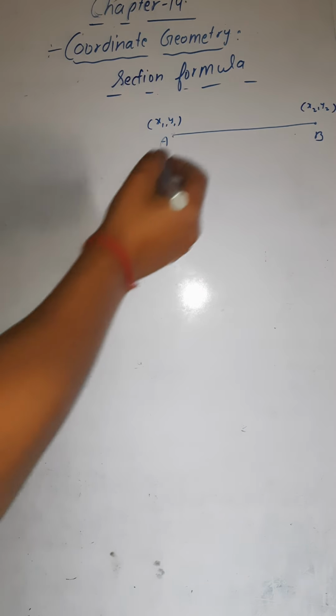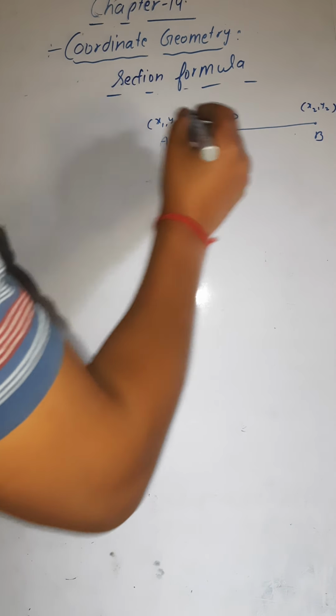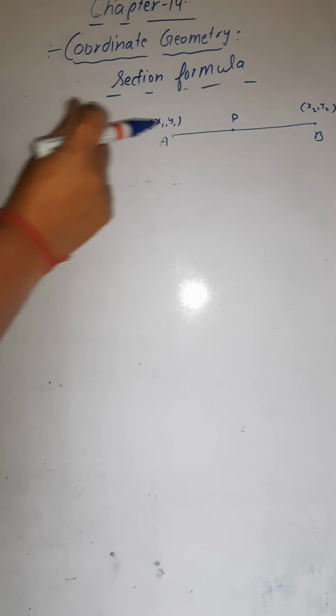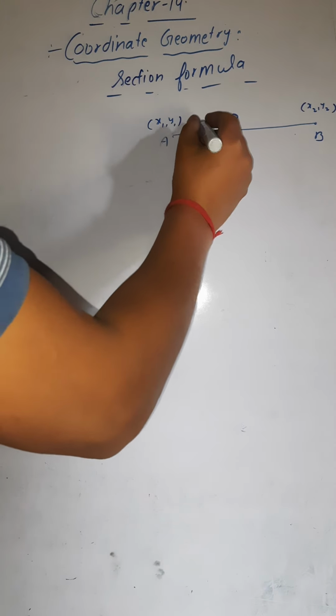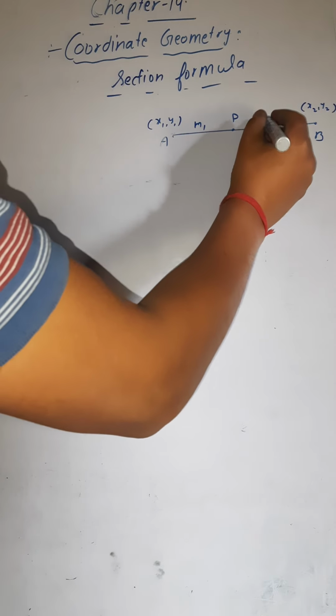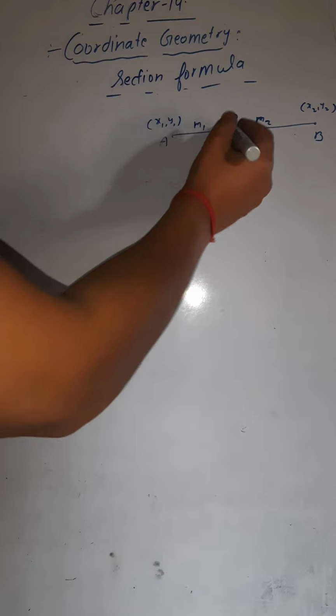Now let's say we have a third point on this line, the point P, and the point P is dividing the complete line AB in the ratio m1 is to m2. It means the point P is cutting the line AB in the ratio m1 and m2, first part m1, second part m2. Now you have to find the coordinates of point P.